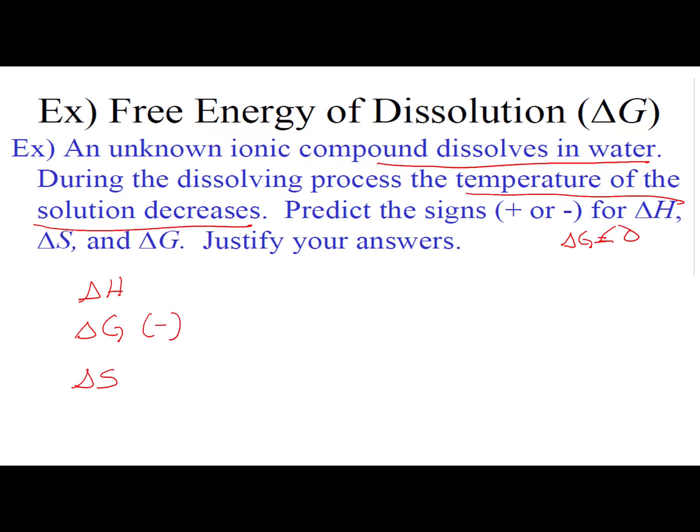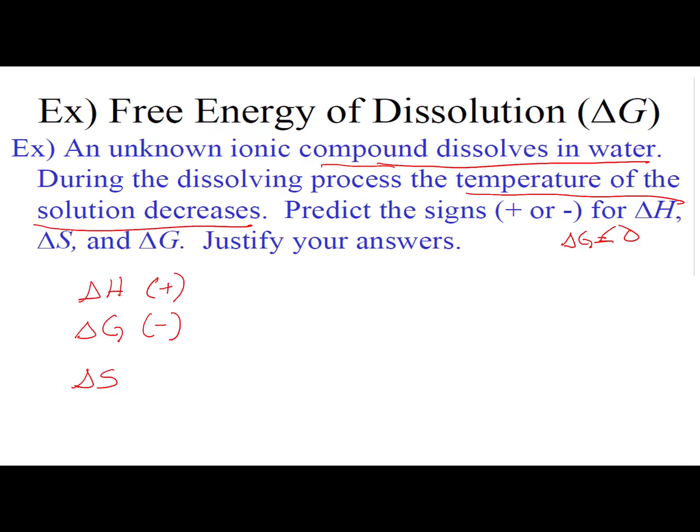I already told you delta G is negative. Why do we know that delta G is negative? We know that delta G is negative because the compound dissolves in water. Now, if the temperature of the solution decreases, what had to happen? Basically, our system had to take energy from the surroundings. If it had to take energy from the surroundings, what sign does that make delta H? Hopefully you said that made delta H positive.